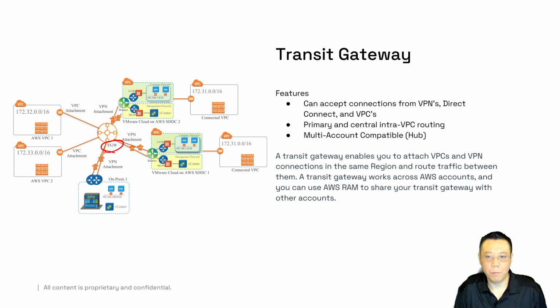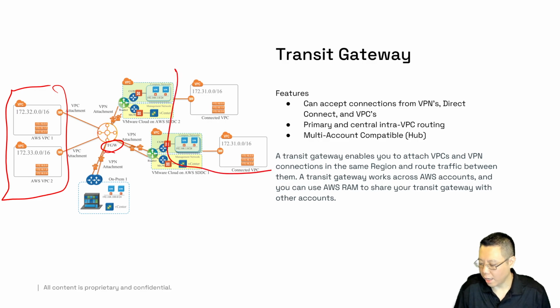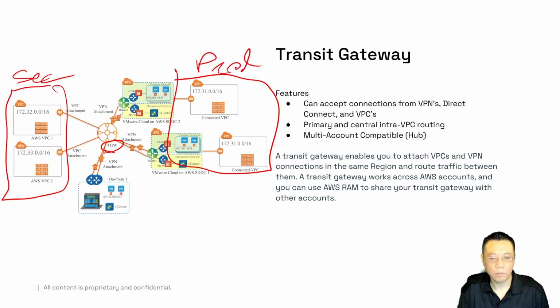You can accept multiple connections, and it's a great way of saying, I have a hub and spoke model with multiple accounts. So let's say we can have all this as account 1, all this is account 2, and we can have, let's say, this one focuses on security, this one focuses on prod. That is the best practice. So when you think of Transit Gateway, think of hub and spoke, everything centralized.